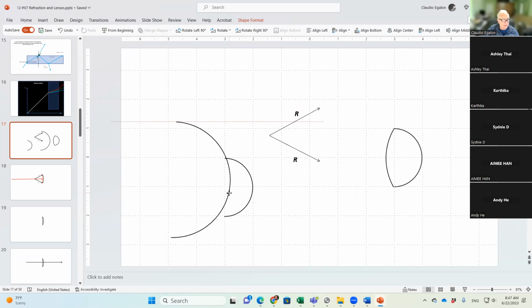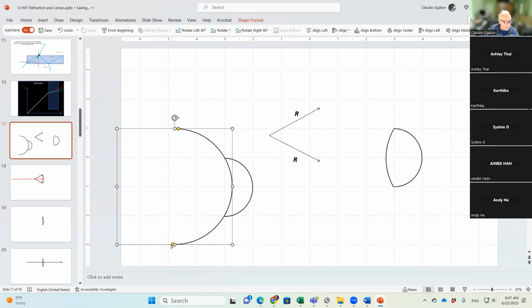Now I'm gonna fit the surface right here. This is still a positive lens because the radius of curvature of the concave side is greater than the radius of curvature of the convex side. Okay, positive lens, positive lens.